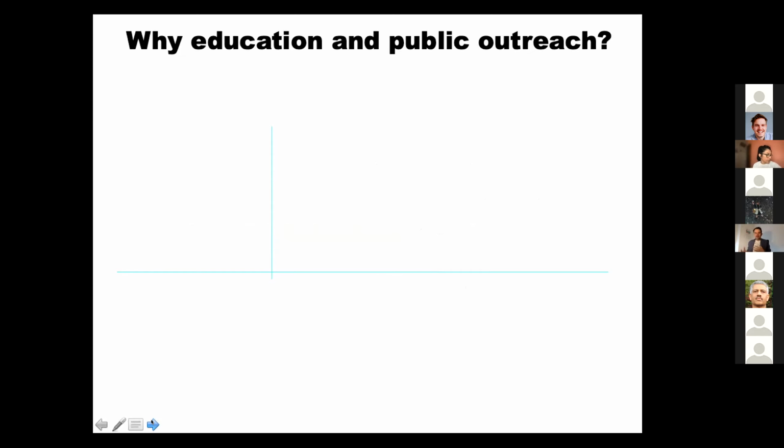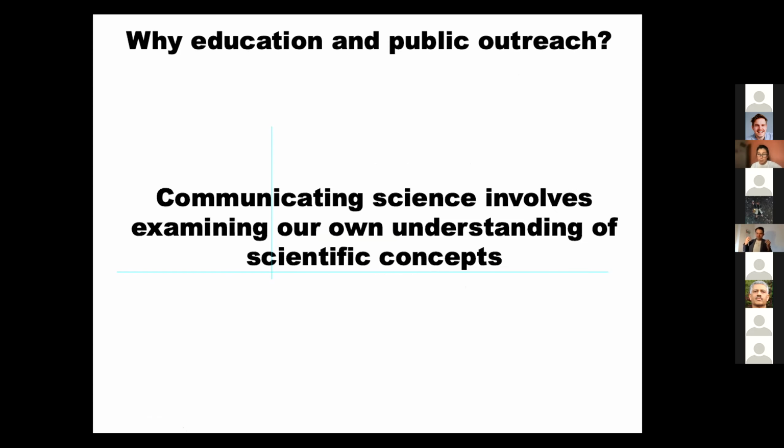Just to give you an idea as to why I think education and public outreach is important. The first reason is that communicating science involves examining our own understanding of scientific concepts. For instance, I was trying to write an explanation of the Rossiter-McLaughlin effect, which lets you measure the orientation of exoplanet orbits, for a popular general audience. I realized that the little stories I told myself when I learned about it were actually incorrect. It took me a while to re-examine my own understanding and build a better way of explaining it. So one reason EPO is important is that it allows us to examine how we explain scientific concepts to ourselves and others, and maybe improve our understanding.